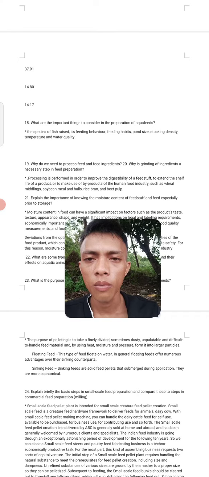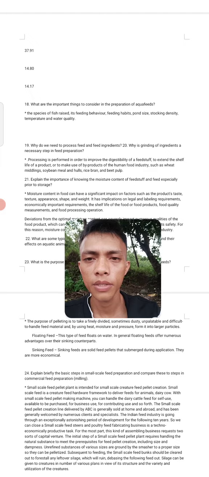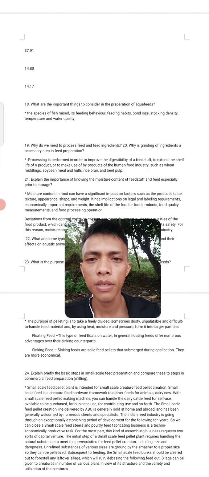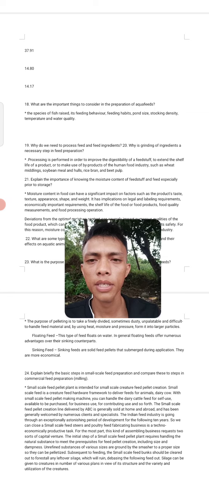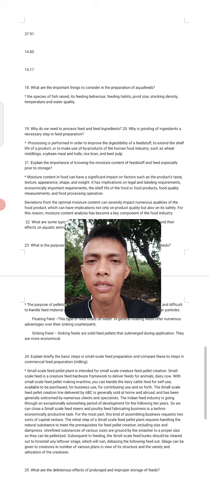18. What are the important things to consider in the preparation of aquafeeds? The species of the fish raised, its feeding behavior, feeding habits, pond size, stocking density, temperature, and water quality.